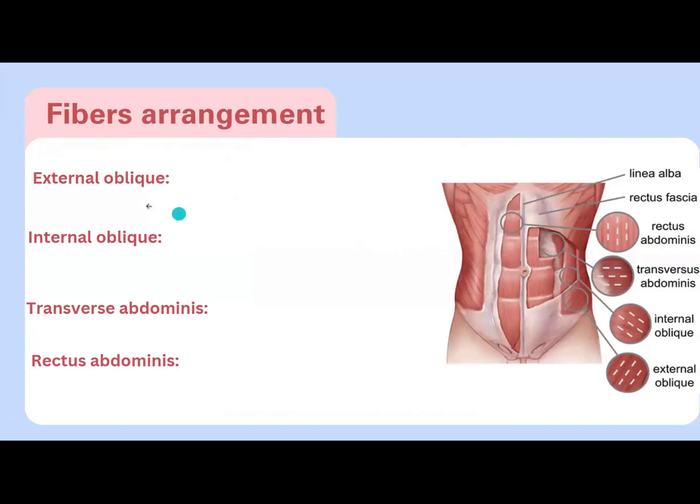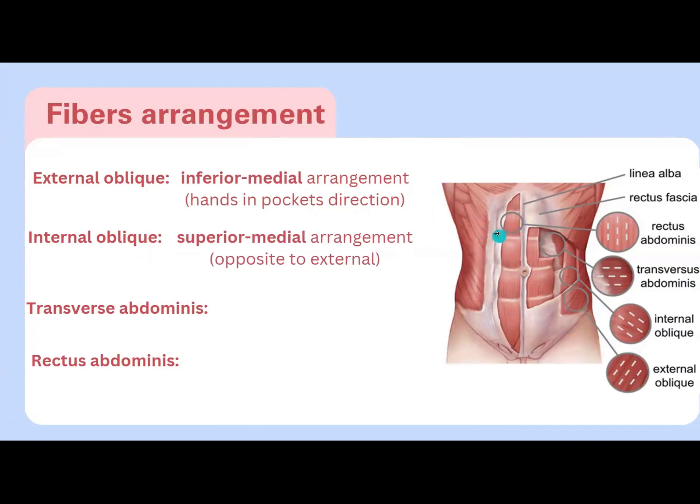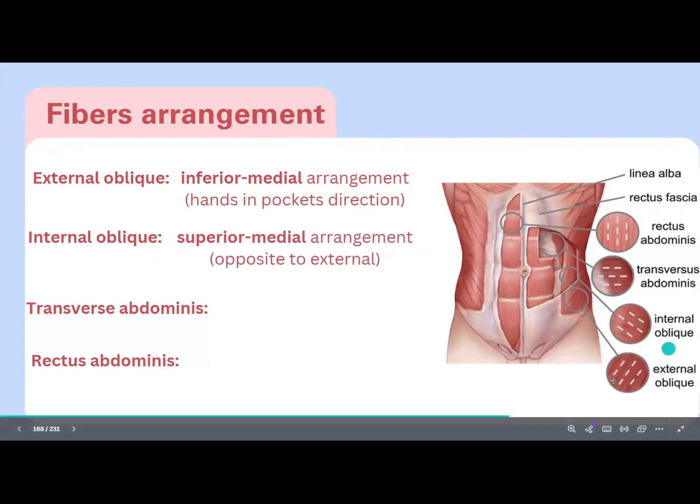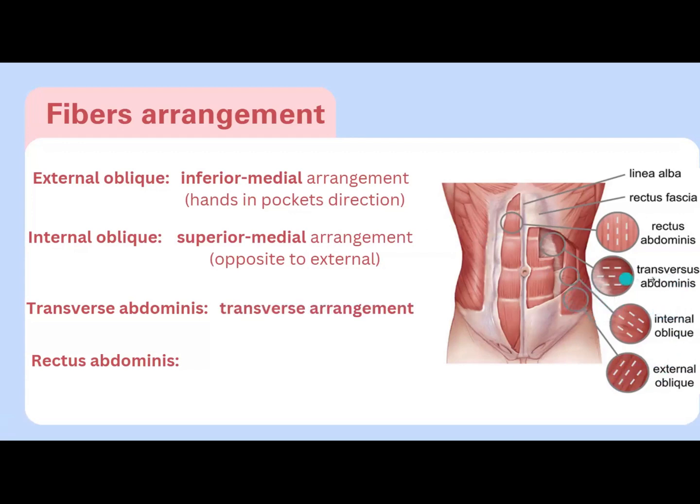So the fibers arrangement for the external oblique is inferior to medial. Oh yeah, my bad, okay. External oblique is inferior to medial, which basically means hands in pocket motion direction. Internal oblique is superior to lateral, opposite to the external. So the external oblique is coming in this direction, internal oblique is in the opposite direction. Transverse abdominis is in the transverse arrangement, which is horizontal. Then you have the rectus abdominis, which is vertical.